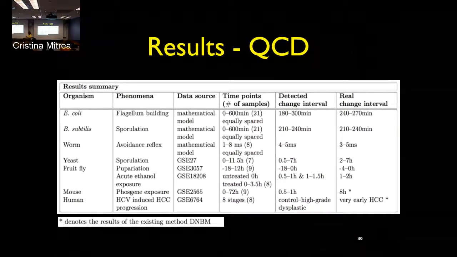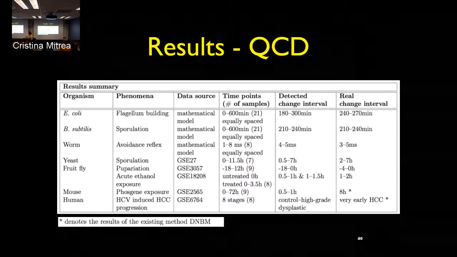We had more complex phenomena like acute ethanol exposure, like exposure in mouse, and the liver disease stages for human. So we try to have a wide range of validation to make sure that our method performs well and is general purpose.